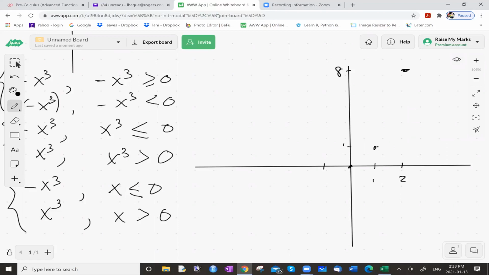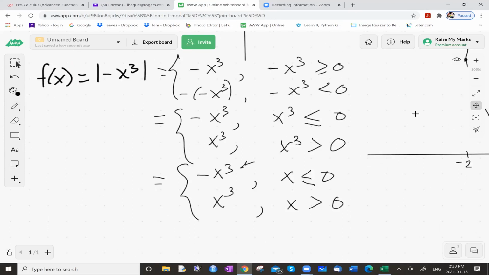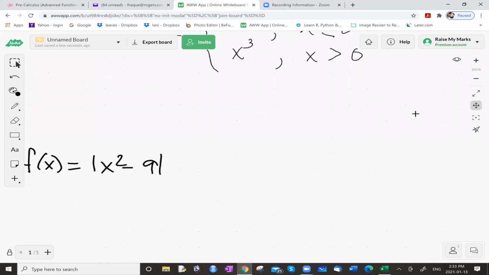Now when x is -1, we get negative of -1 cubed, which is 1. When x is -2, I'm going to plug into the first part of the function, and we get negative of -2 cubed, which is 8. So now we're going to join our dots with a smoothish curve. And we have a graph of our function f of x equals absolute value of negative x cubed. All right, let's have a look at this one.